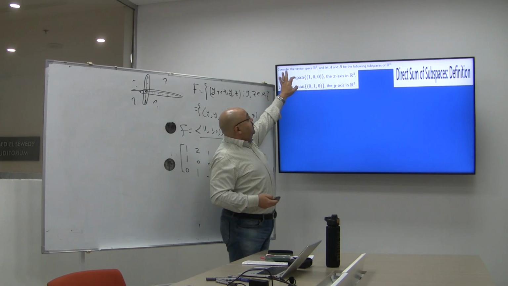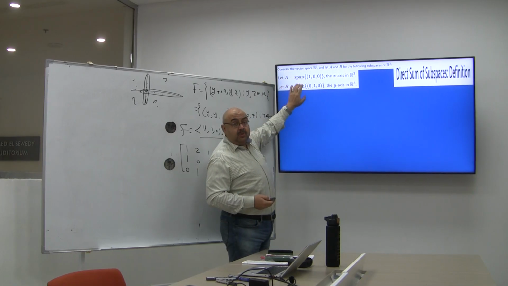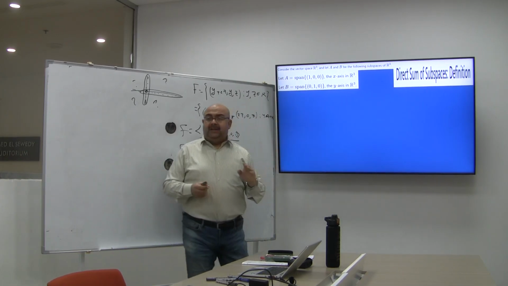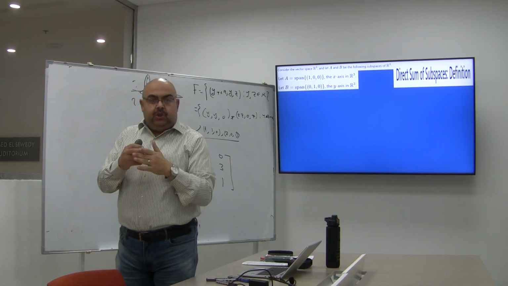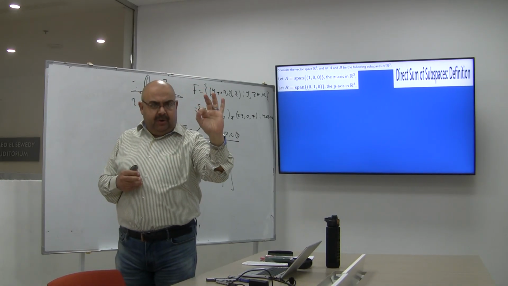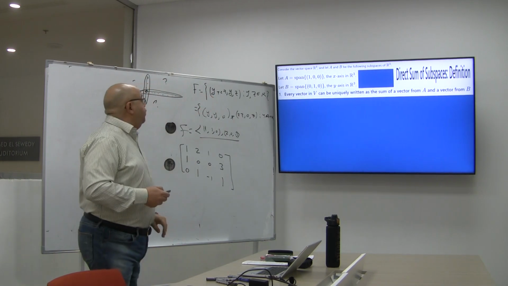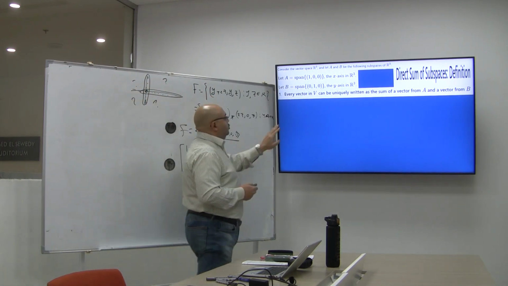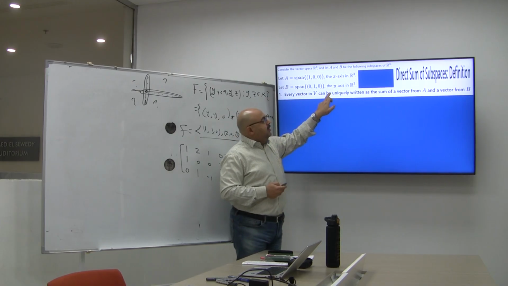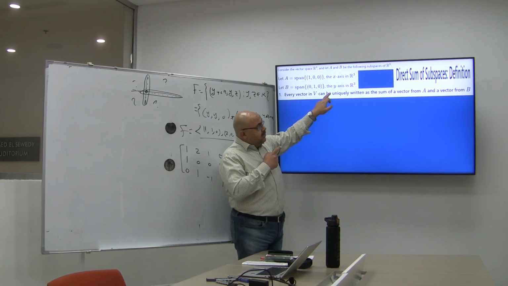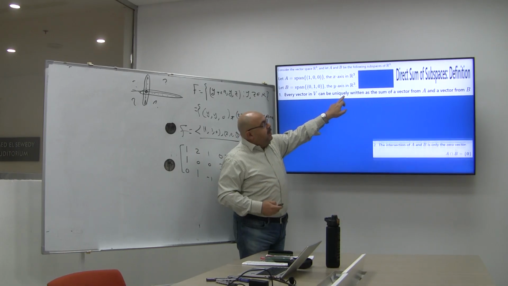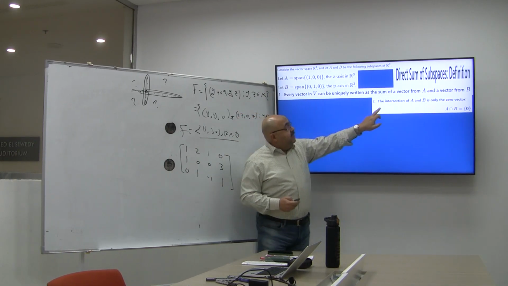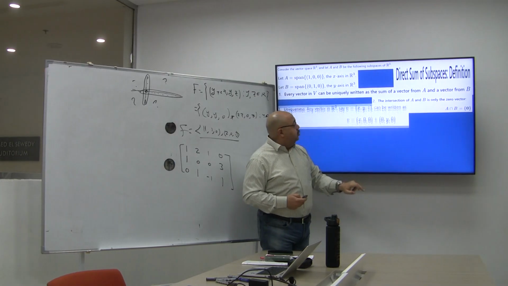Okay. In these two cases, if you look at the first set and the second set, one is points on the X axis and the other is points on the Y axis. The intersection of them is going to be just only the origin. So every vector in V can be uniquely written as the sum of a vector from A and a vector from B, and the intersection of both of them is equal to 0. That is the direct sum.